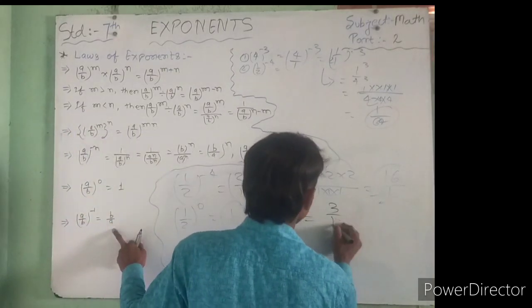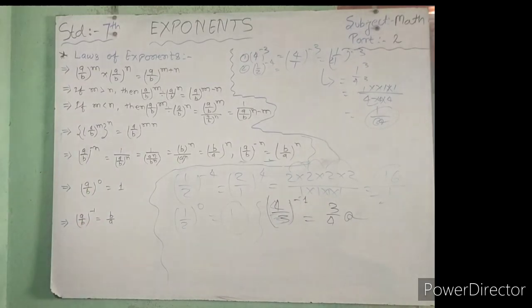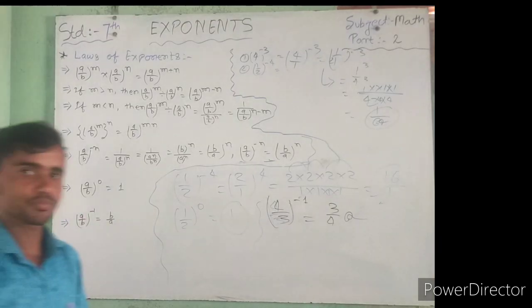So what is your b? 3 by 4. That's your answer. So my dear students, that's the format of your law of exponents. Firstly, write it down in your copy. Next we will discuss our next topic. Perfect.